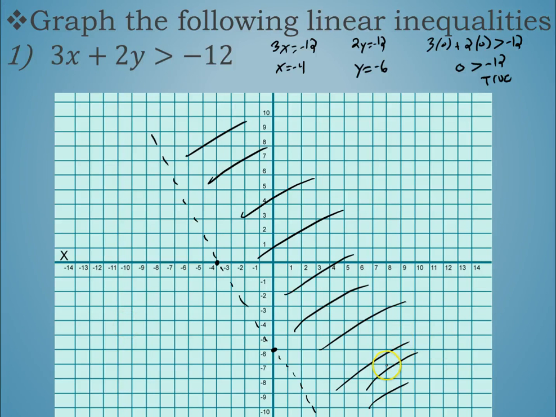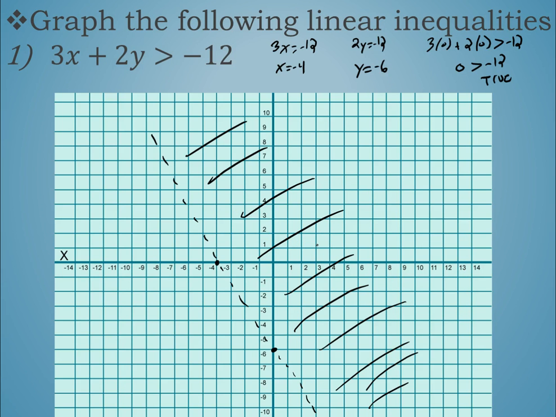Okay, so you should find your x and y intercepts to be negative 4 for x, negative 6 for y. Your line is going to be a dashed line because we have just greater than, there's no equal to piece. When we plug in 0 for x and y, we get 0 greater than negative 12, which is true. So we include the origin in our shaded region. That's why this area right here is what's shaded in.